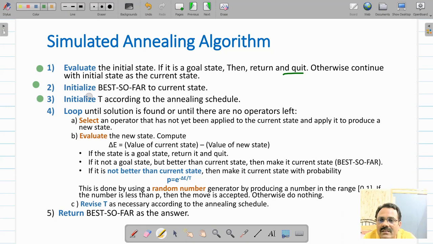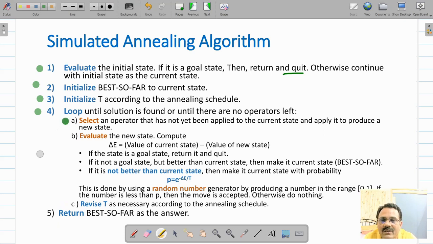Then initialize this variable t, which is the temperature in thermodynamics. Here we have variable t which will control the scheduling, that means the probability. Here it will control the probability. So you have to initialize this t according to some annealing schedule, and then you will be performing the steps A, B, C repeatedly until you get a solution or there are no operators left or no improvement in the solution. What are you going to repeat?